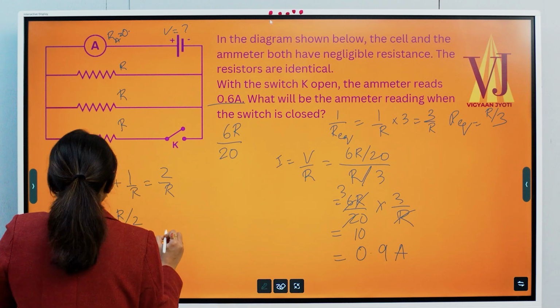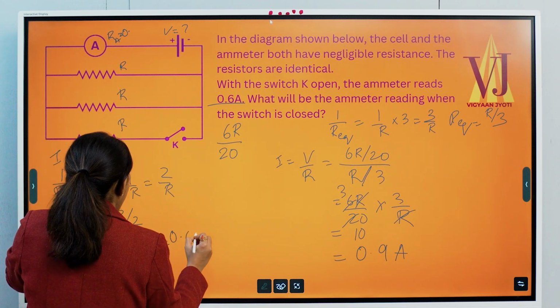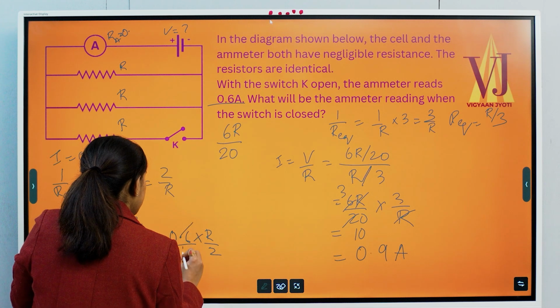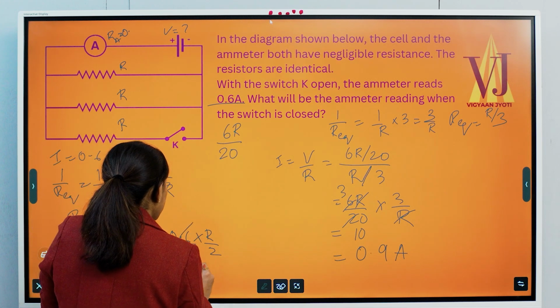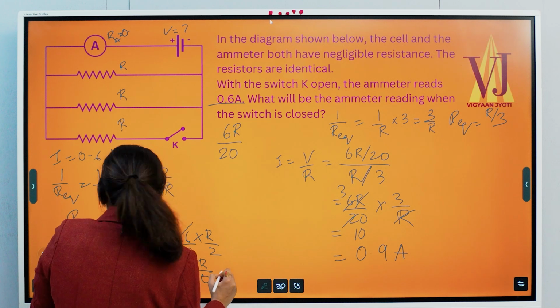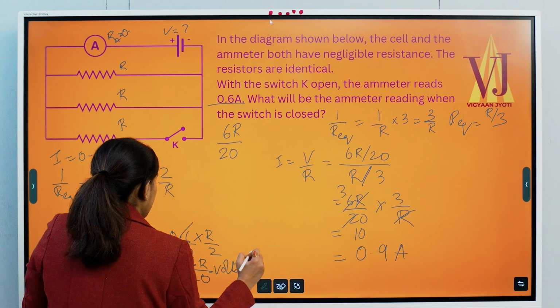What's my I? 0.6. And what's my R? R by 2. So it is becoming 6R by 20 volts. Clear?